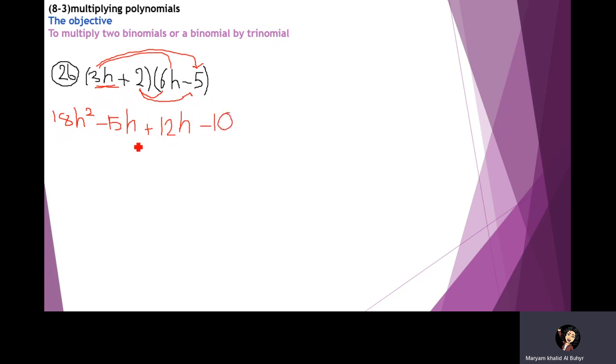See if you can simplify anything. Yes, I can simplify these. So once you can simplify these, drop the others. 18h to the power 2 minus 15h plus 12h. So these are different signs. Subtract them, take the larger. So -3h minus 10. That's for this example. Let me give you more.